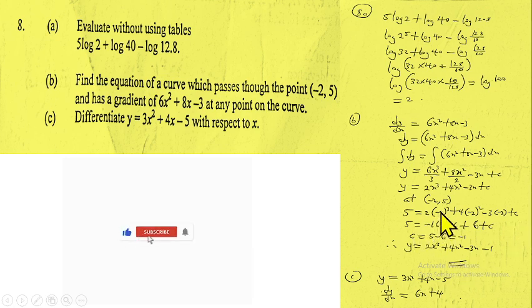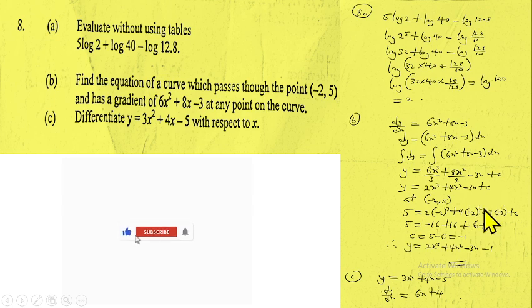5 is equal to minus 2 cubed is minus 8, times 2 gives us minus 16. Minus 2 squared is 4, times 4 gives us 16. Minus 3 times minus 2 gives us plus 6 and plus c. Then minus 16 plus 16 will give us 0. We are left with 5 is equal to 6 plus c. From there, finding c will be 5 minus 6, and that should give us minus 1. So therefore, the value of c, which is the constant, is minus 1.